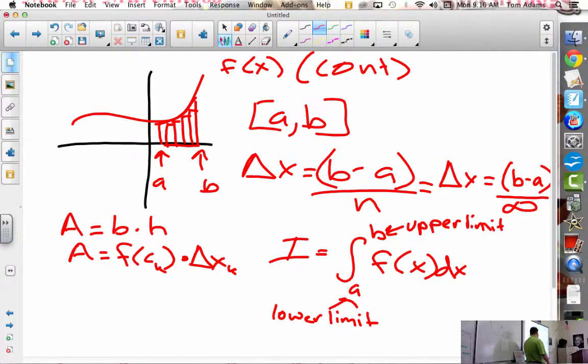So our end goal is to let delta x approach 0, or in other words, we want to cut it into infinitely many rectangles. Because that's really what n is. n is the number of partitions, right? I forgot to mention that. n is the number of partitions or rectangles. But I'll start saying partition. Okay?